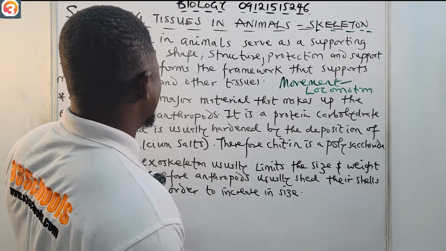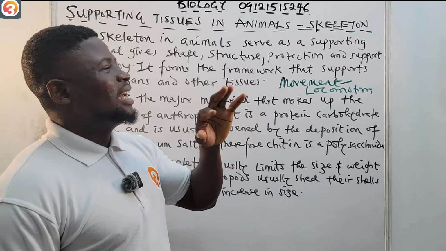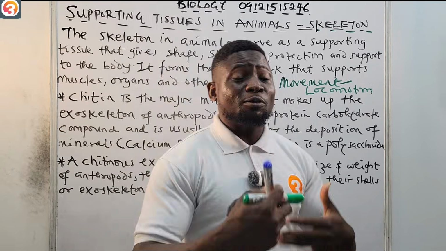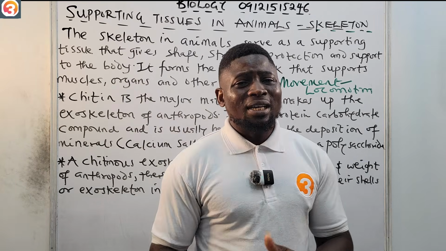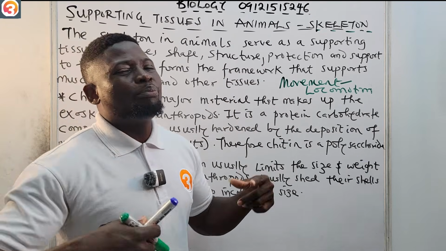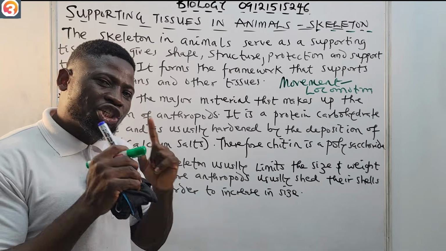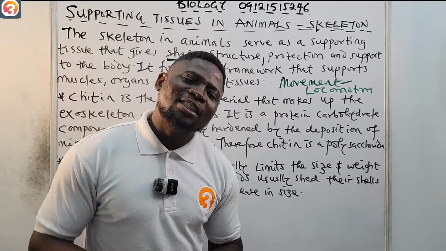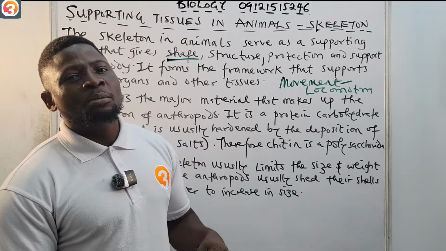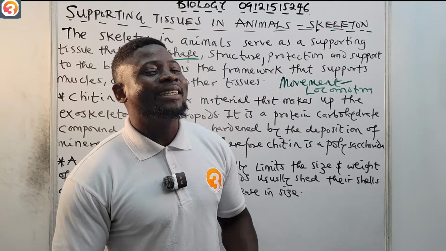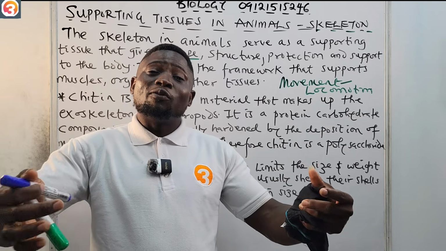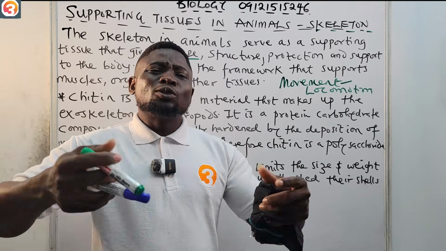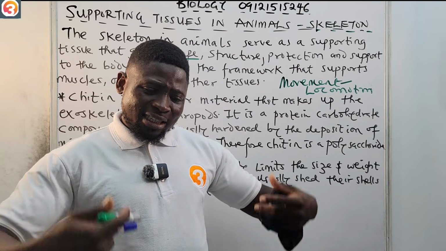We say that the skeleton in animals serves as a supporting tissue. That's why we're talking about supporting tissues. The skeleton serves as a supporting tissue that gives shape. It gives shape, because imagine you without that skeleton, you'll be like jelly. Just imagine somebody that does not have a skeleton in his body, because the skeleton is made up of bones and cartilages. So without that skeleton, imagine me now, I don't have a skeleton.